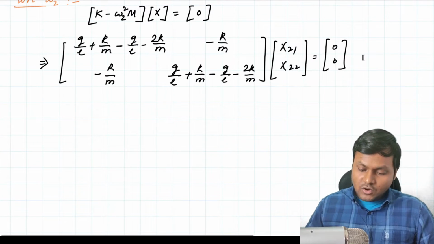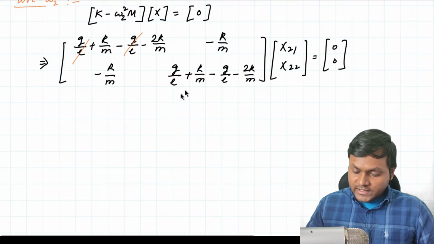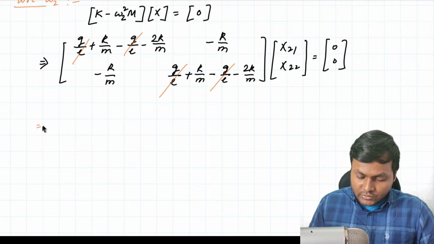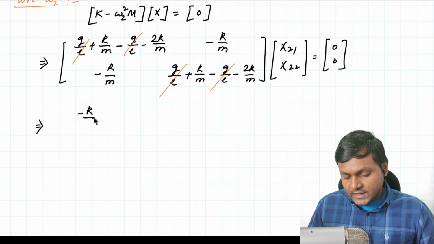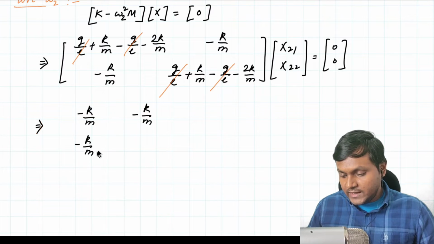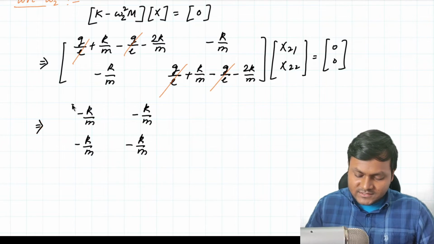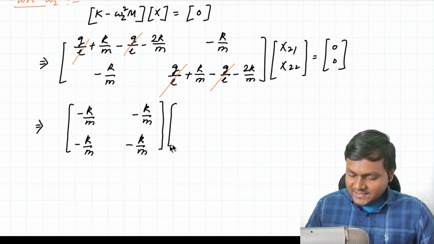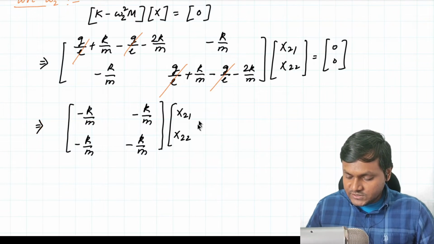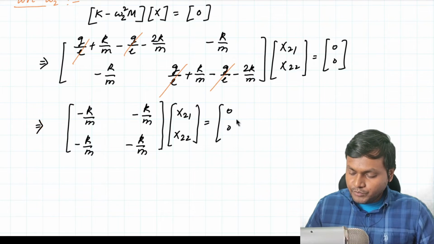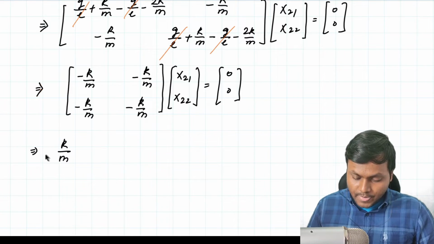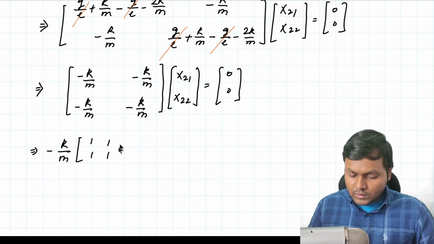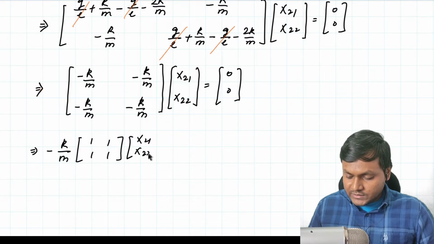So let's quickly solve this. Here g upon L gets cancelled, and you are left with this equation where you have minus k upon m in every entry. This is just too easy. I'm sure you're following what's happening because this is extremely simple. So from here we can take minus k upon m out of it, and you have 1, 1, 1, 1, and then x21, x22.